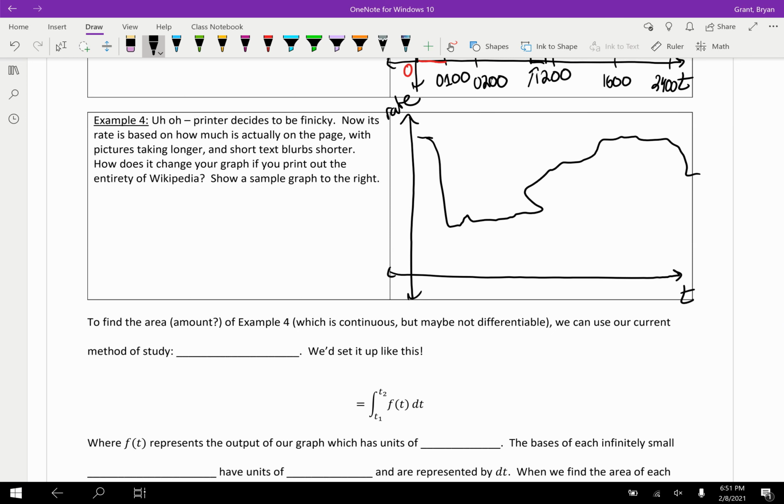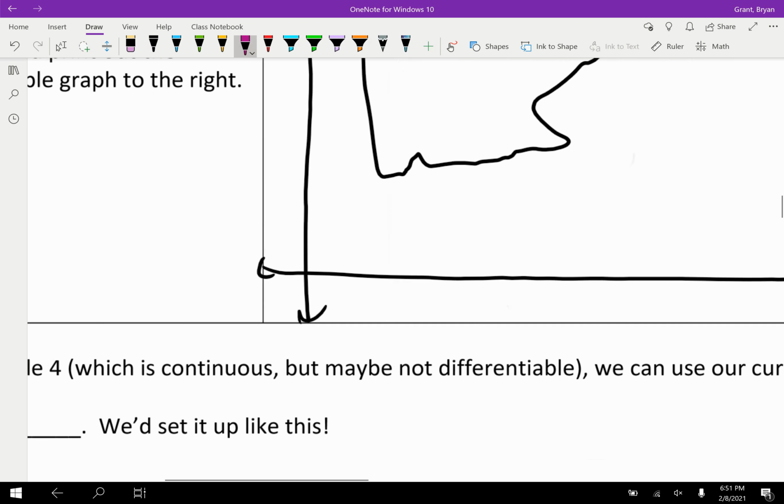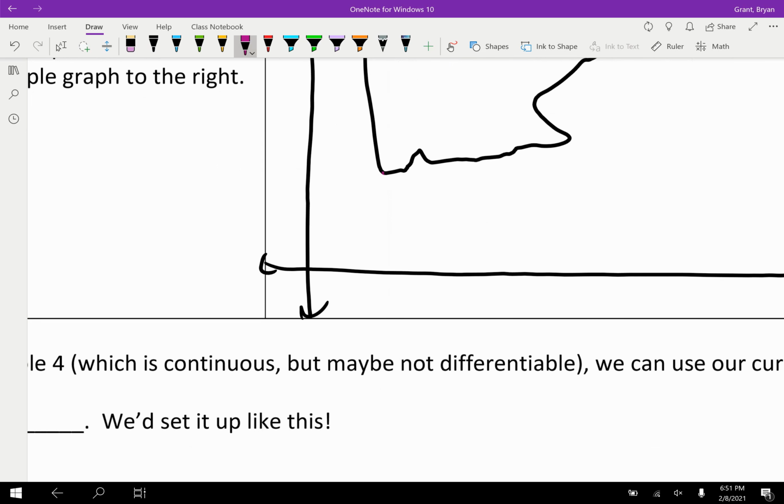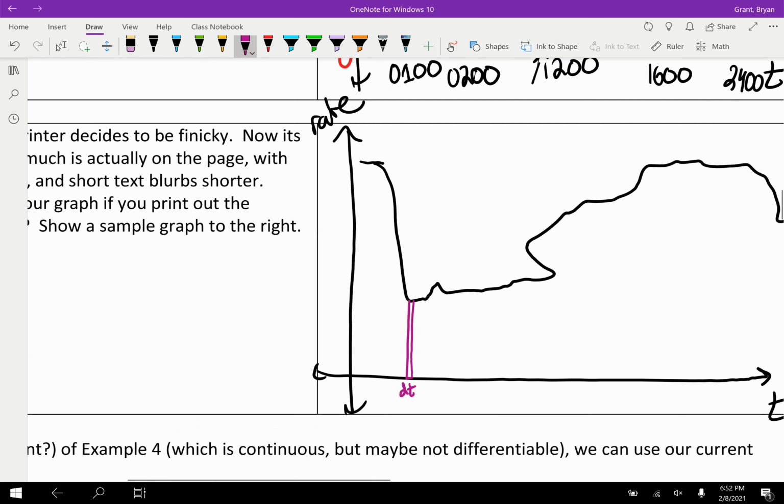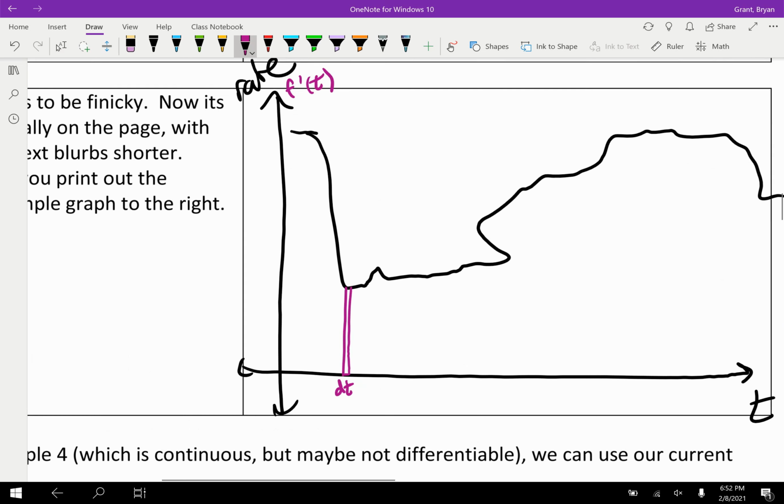And the question becomes, how do we find the total number of pages? Well, you go through and you subdivide this into as many rectangles as you can. In fact, with these rectangles, we should probably start thinking of the base as dt and the height as, well wait, this is a rate. How do we describe rates in calculus? Oh, couldn't we call the rate f prime of t? Isn't that a rate, right? A derivative of a function. So maybe the height is f prime of t.